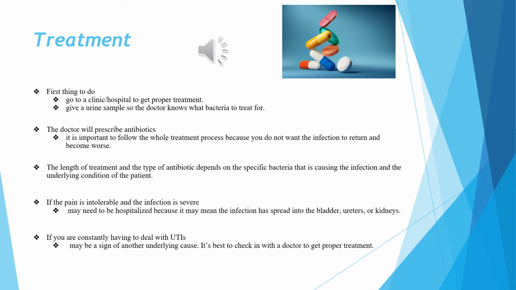So the very first thing to do is go to the clinic or the hospital to get proper treatment and give a urine sample so the doctor can identify what bacteria it is and what he or she is treating for. Then the doctor will prescribe antibiotics according to that specific bacteria. It is very important to follow through the whole treatment process because you don't want the infection to get worse or return. The length of the treatment and the type of antibiotics all depend on the specific bacteria which is causing this infection and the underlying condition of the patient.